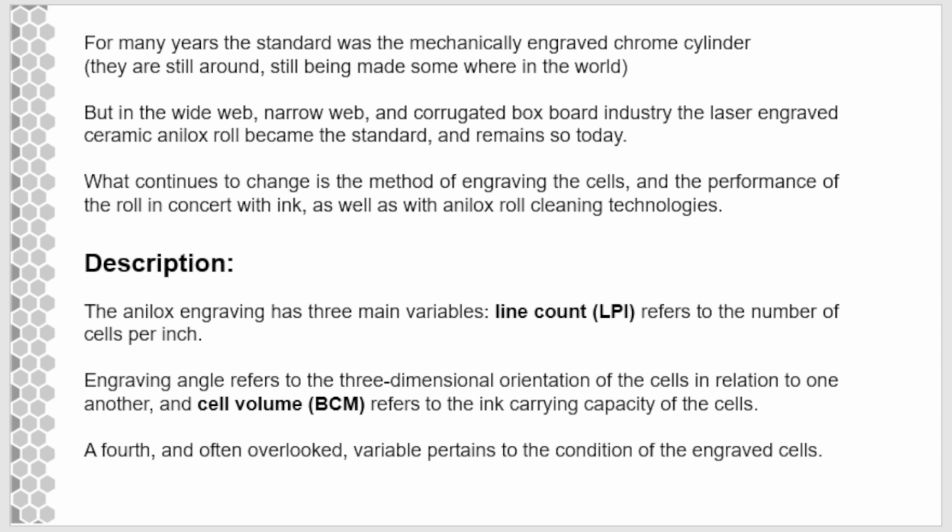The description. The Anilox engraving has three main variables. Line count, which is LPI, refers to the number of cells per inch. Engraving angle refers to the three-dimensional orientation of the cells in relation to one another. And cell volume, which is BCM, billion cubic microns, refers to the ink carrying capacity of the cell. And the fourth and often overlooked variable pertains to the condition of the engraved cells.